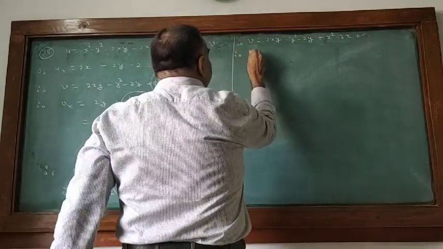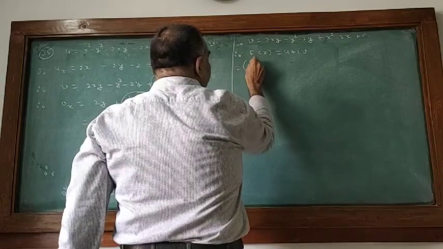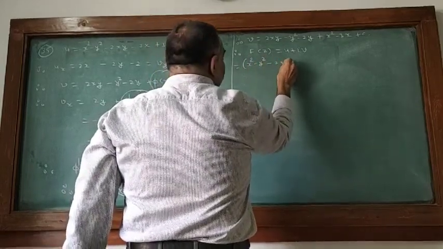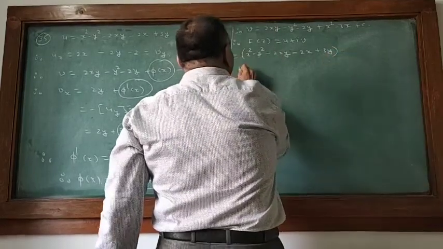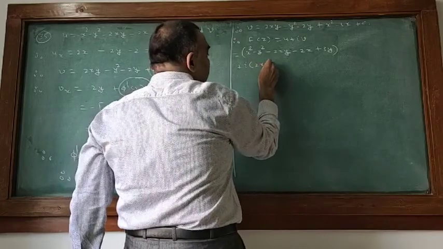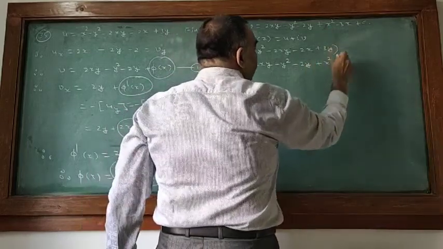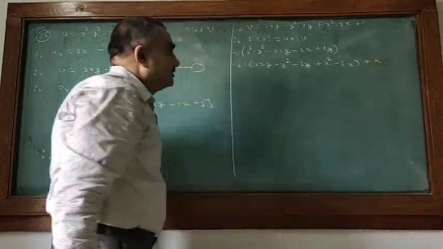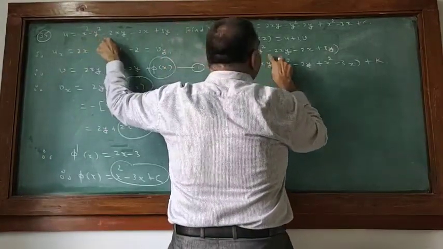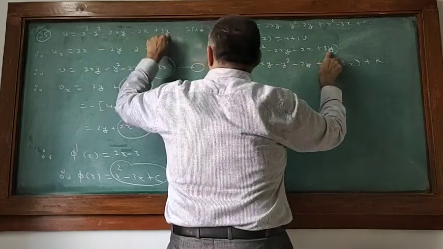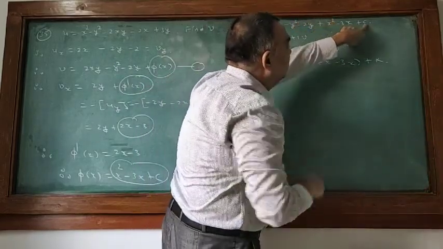Therefore, f of z is u plus iv, and the value of u is from here: x square minus y square minus 2xy minus 2x plus 3y, plus i times 2xy minus y square minus 2y plus x square minus 3x, plus some constant, I say k.